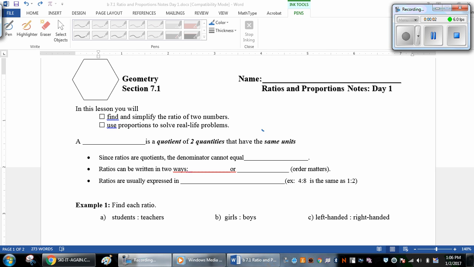All right, welcome to Unit 7. Unit 7 is all about similar triangles and similar figures. And before we can get into that, we've got to start off with learning a little bit about ratios and proportions. So let's start with some definitions.